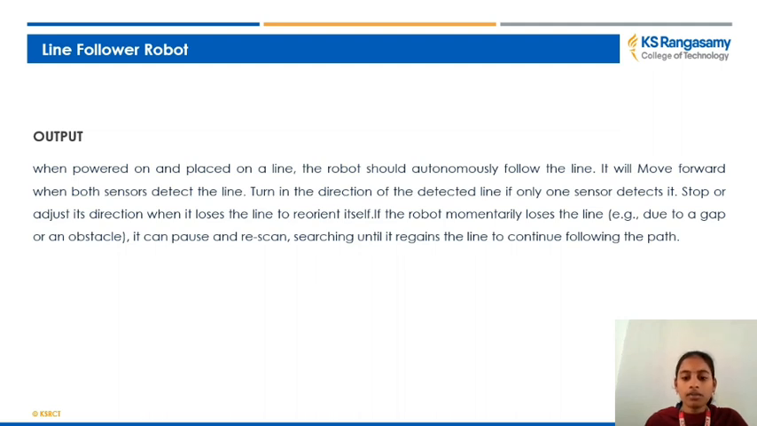If the robot loses the line, for example due to a gap or an obstacle, it can pause and rescan, searching until it regains the line to continue following the path.